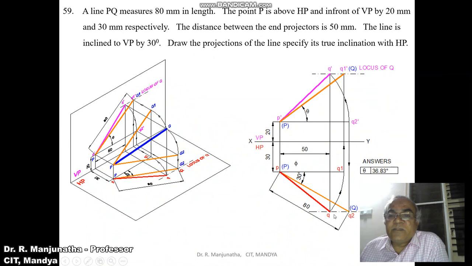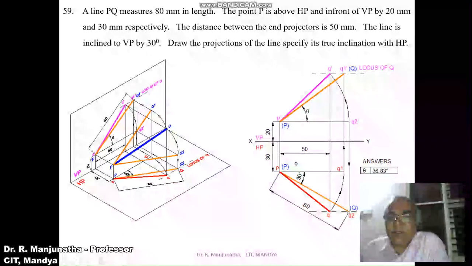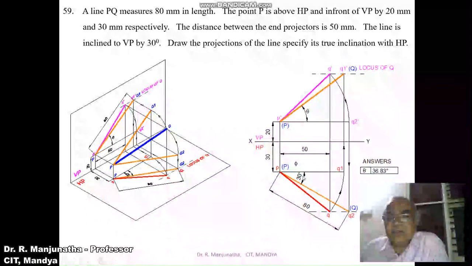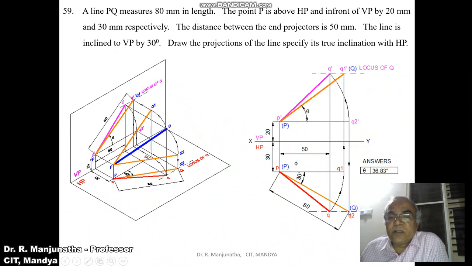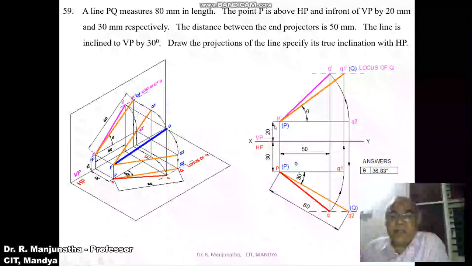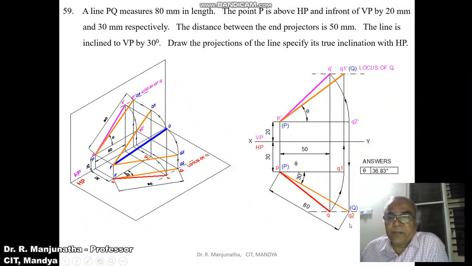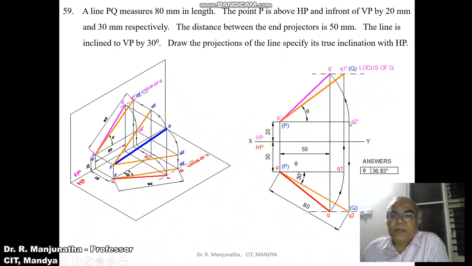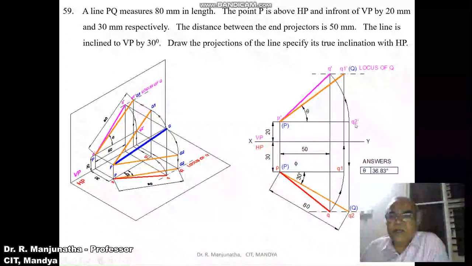Now as we know that this is the true inclination with respect to VP. So if it is the true inclination with respect to VP, it can be seen in HP. As we know, this is the true line in the top view. So that means its front view line has to be parallel. So that means P dash is above HP by 20 mm. So Q2 should also be above HP by 20 mm. So from Q2 draw a vertical projector such that it is going to be projected in the front view till the locus of P in the front view. Once you get this point, you mark this point as Q2 dash.